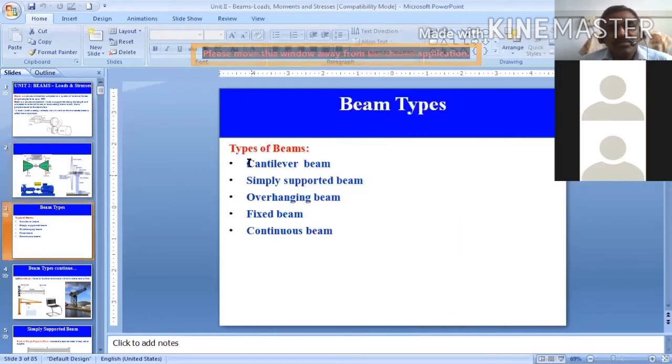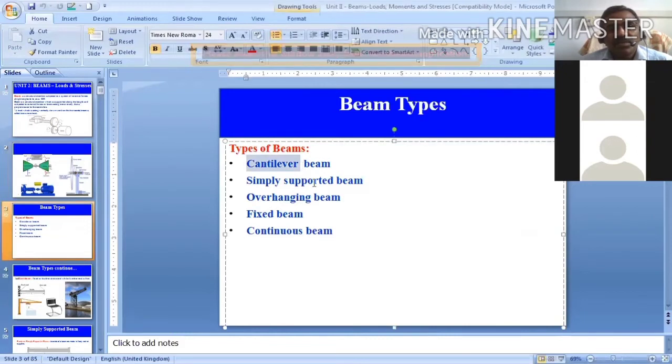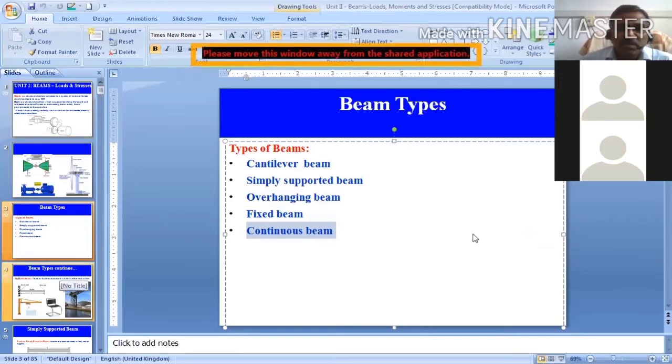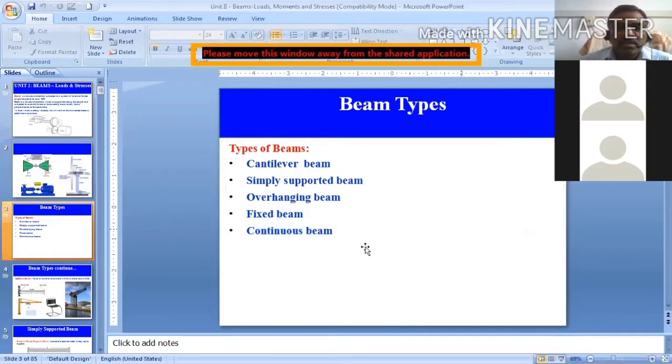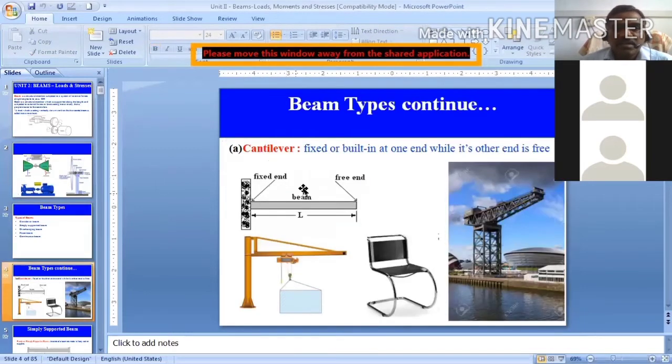Now let us see the classification of beams. One is the cantilever beam. Others are simply supported beam, overhanging beam, fixed beam, and continuous beam. Now see the beams one by one. These are all cantilever beams. A cantilever beam means a beam is fixed at one end and the other end is free.